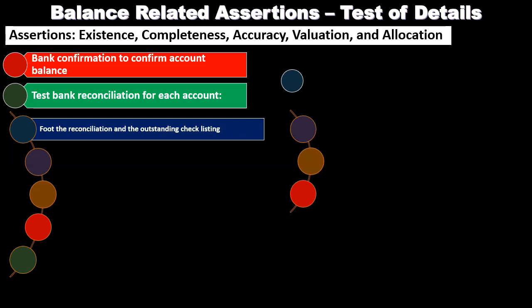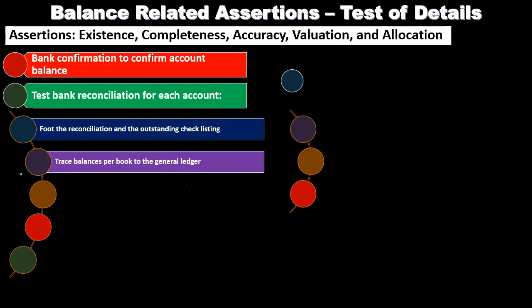We're going to foot the reconciliations and the outstanding checks listed. So remember, a bank reconciliation is going to have the book balance. It's going to have the activity that happens. It's going to have the outstanding checks, the outstanding deposits, and then the bank balance. So it's going to be reconciling the book balance and the bank balance. And so what we want to do then is go and add that up. Make sure that we're adding these items up, especially footing or adding up the list of outstanding items, outstanding checks.